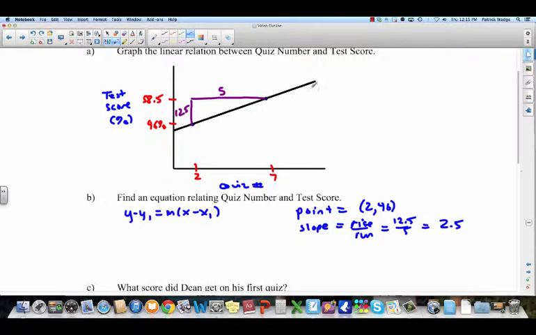Is that positive or negative? Positive slope there. And this time we're looking at percentage and quiz number. So it's a 2.5% increase per test. Every quiz, he goes up 2.5%. Anyway, we got what we need.